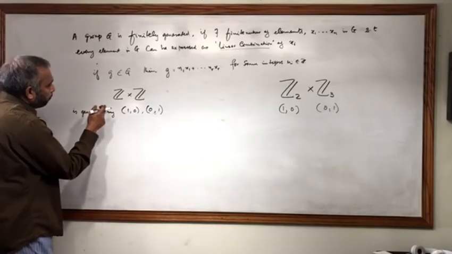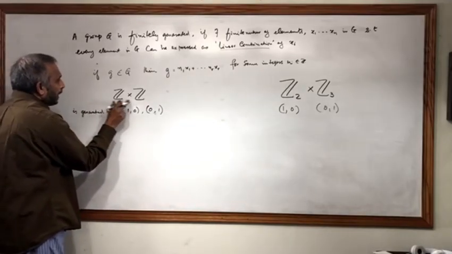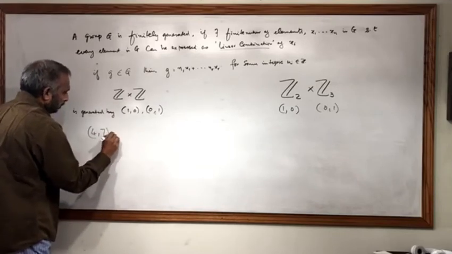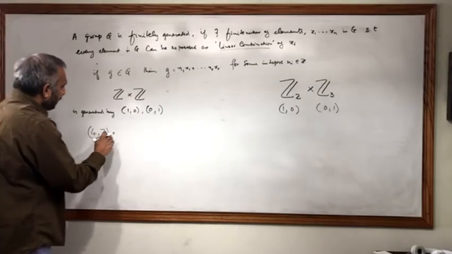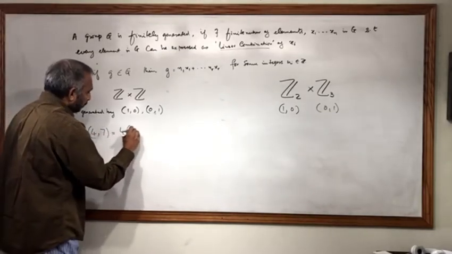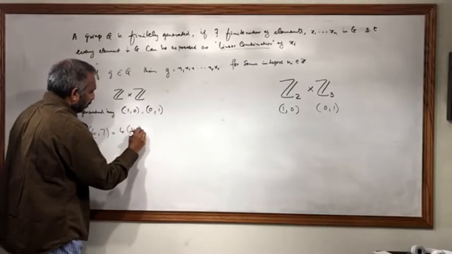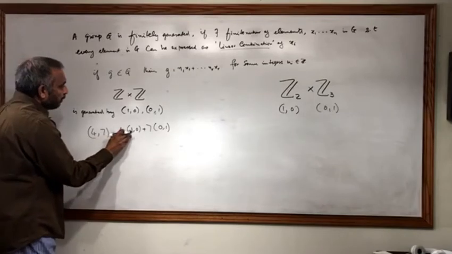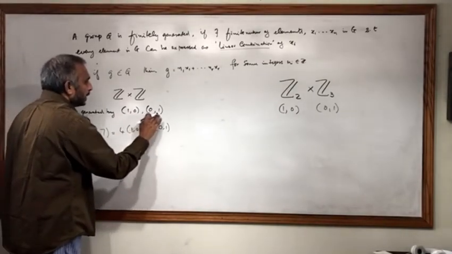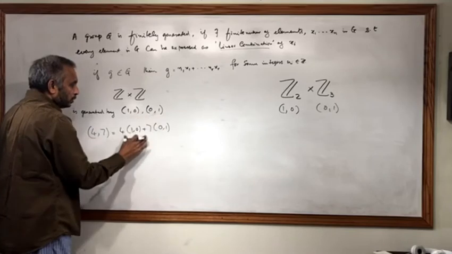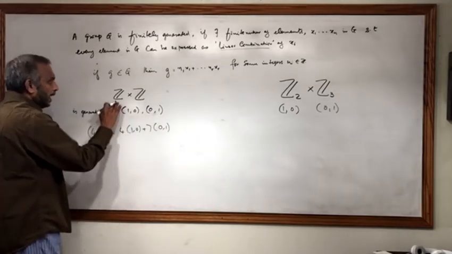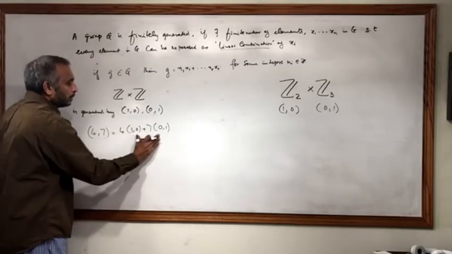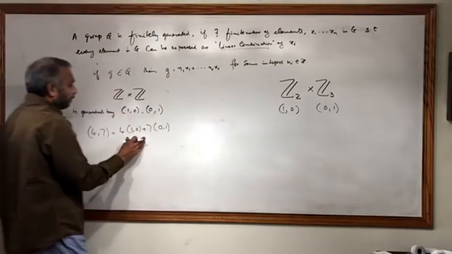Now, if you take any element from Z cross Z, let us say take (4, 7), that can be written as 4 times (1, 0) plus 7 times (0, 1). And once the generating elements are fixed, there is only one way of writing any element in Z cross Z. They are uniquely expressed as a linear combination of the generating elements.